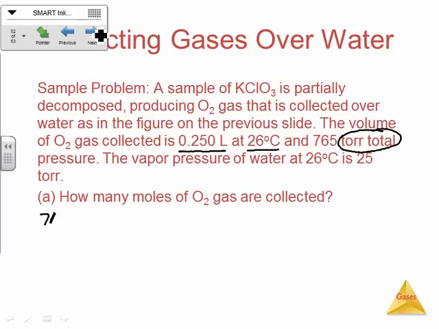So 765 torr minus the vapor pressure of water, which is 25 torr. In any problem that you have on the AP exams, that's going to be given to you, because you can't know that water vapor pressure. It's just different at every single temperature that you have. So that's going to be 740 torr. That's the pressure of the oxygen. And then we can plug this into PV equals nRT and solve it like normal.